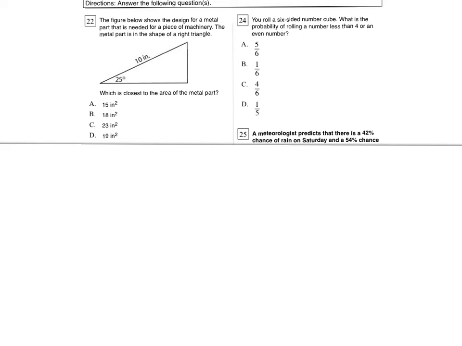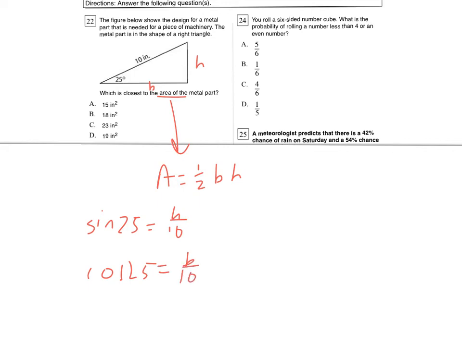All right, next up here, it says they're making a metal part, and they want the area. So area on a triangle is 1/2 base times height. However, base and height must be perpendicular, so it's got to be this distance and that distance. I need to find those first, so I'm going to be using sine and cosine for that. I'm going to say sine of 25 equals h over 10, and cosine of 25 equals b over 10. I'll use that to find h and b, and then plug them in since it's ultimately asking for the area.